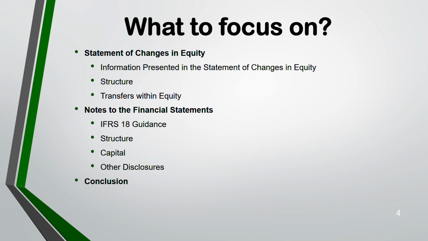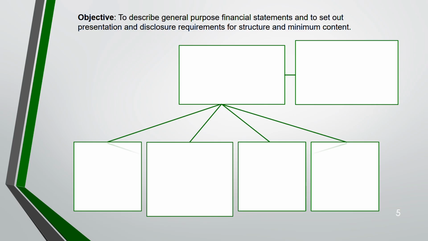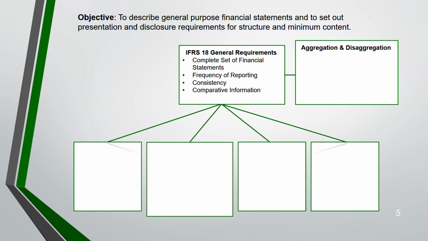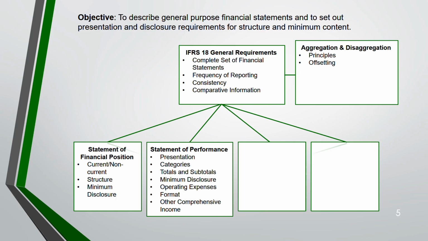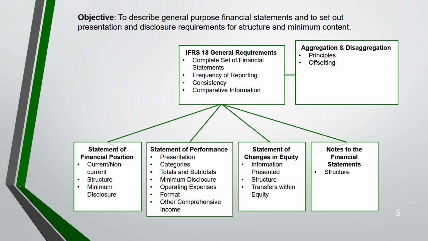And finally, we are going to conclude with the syllabus, the summary, and whether there are any technical articles on IFRS 18 that you have to read on your ACCA website. So this was the presentation. We started with IFRS 18, then we saw when we can aggregate and when we should not aggregate, and offsetting. Then we went through the 4 financial statements, that is statement of financial position, statement of performance, statement of changes in equity, and notes.